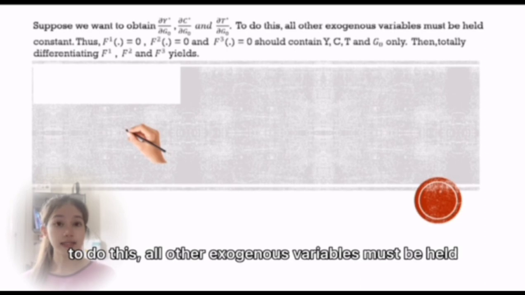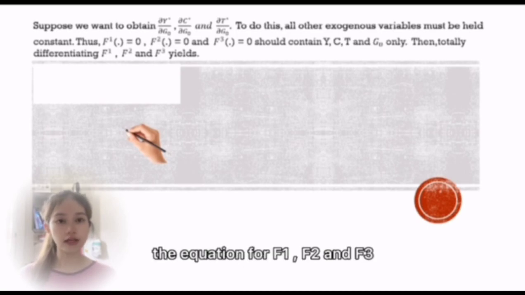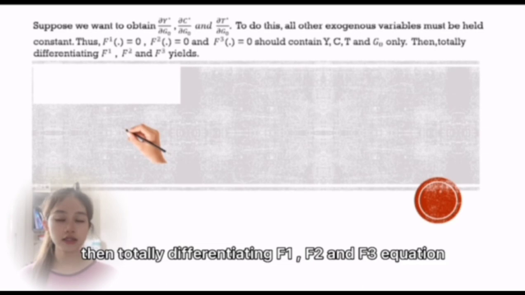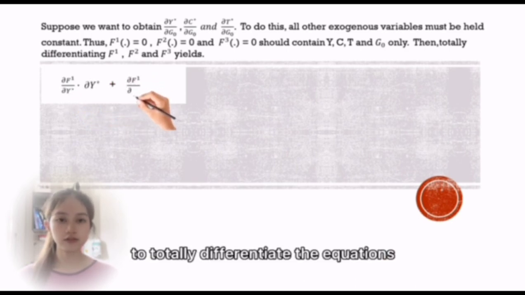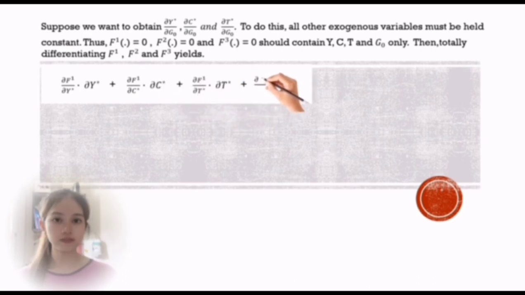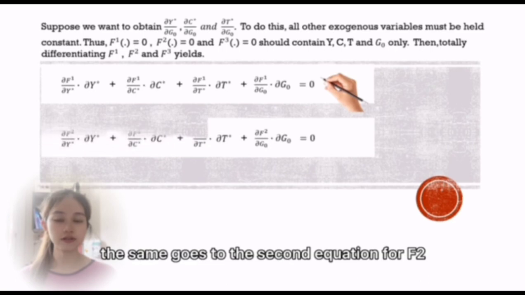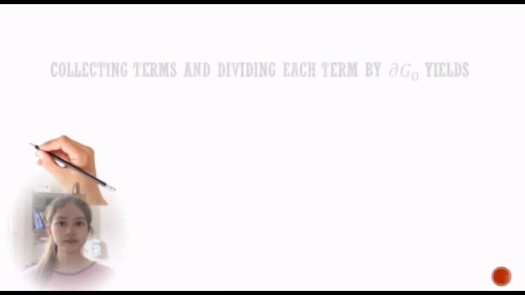To do this, all other exogenous variables must be held constant. Thus, the equations for f1, f2, and f3 should be equal to 0 and should contain y, c, t, and g only. Then, totally differentiating the f1, f2, and f3 equations. First, let us look at the equation for f1. To totally differentiate the equations, we need to differentiate each term with respect to the variables y, c, t, and g. The same goes for the second equation f2 and the third equation f3.